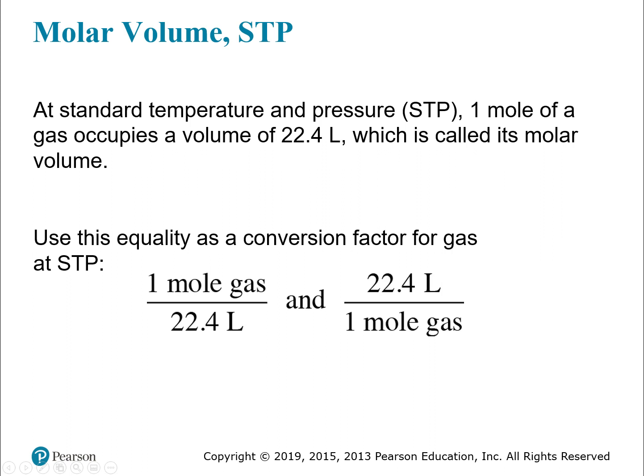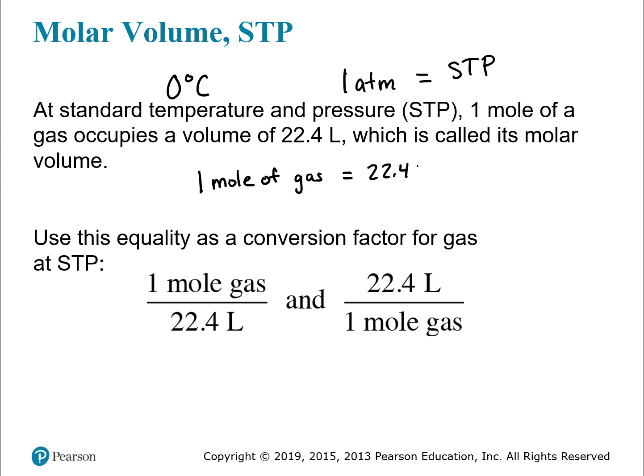That was Avogadro's law. Now we need to talk about molar volume. At standard temperature and pressure, which is 0 degrees Celsius and 1 atmosphere, that's STP. 1 mole of a gas occupies a volume of 22.4 liters, and that is called molar volume. This is the equality. 1 mole of gas, any gas, doesn't matter of the identity. It could be oxygen gas, nitrogen gas, air, whatever gas it is. If it's at STP, 1 mole of gas equals 22.4 liters.